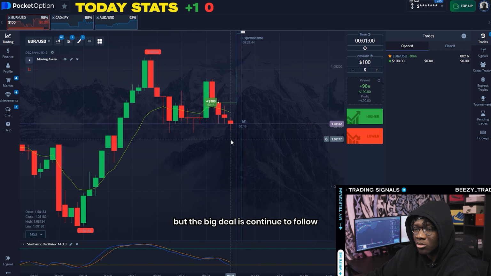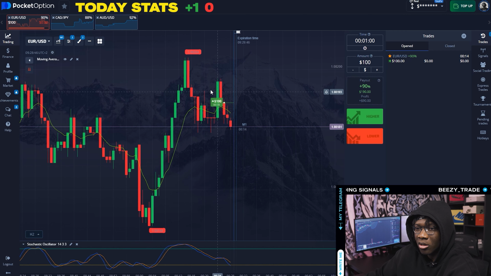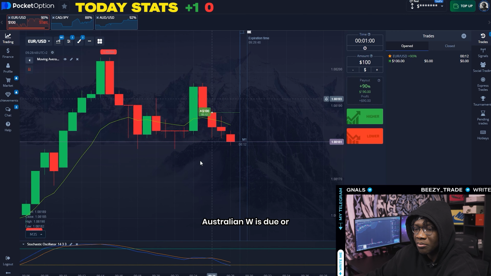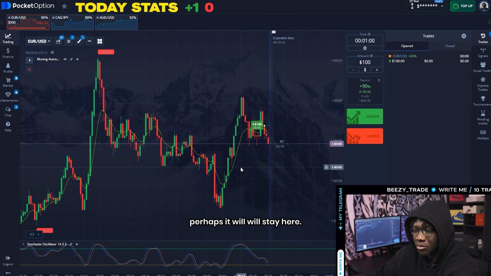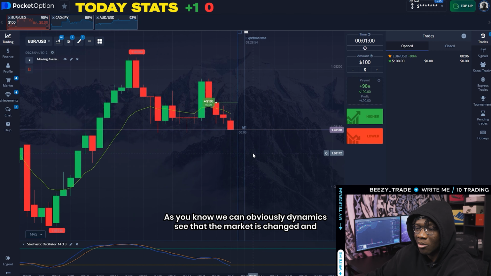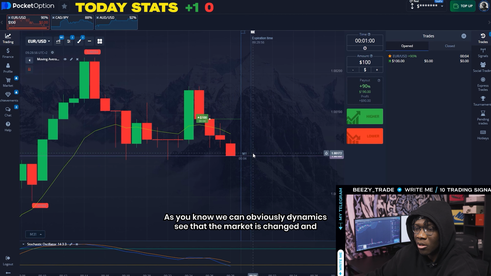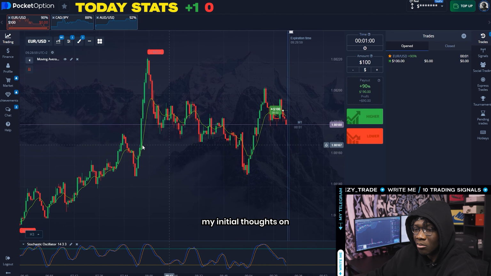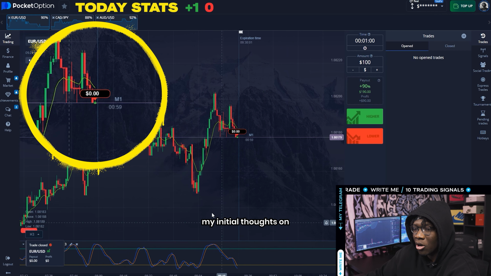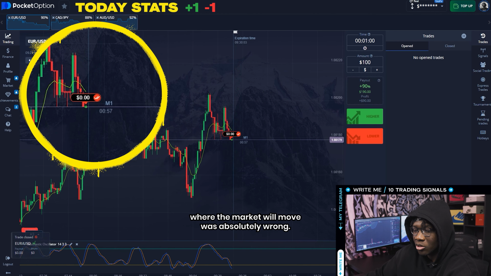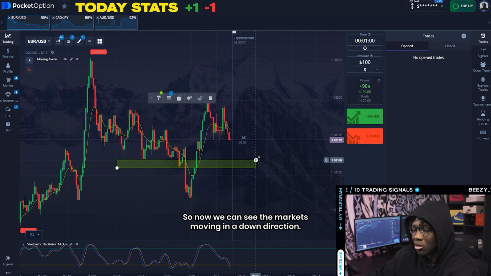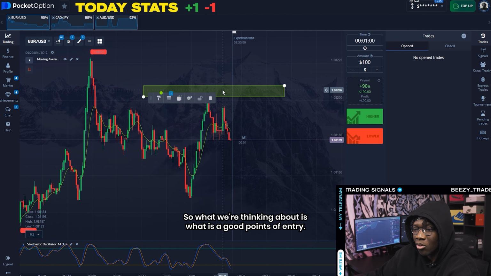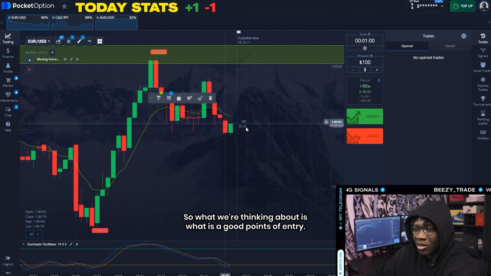But no big deal. Let's continue to follow Australian dollar USD, or perhaps maybe we'll stay here. As you can see now, we can obviously see the dynamics that the market has changed, and my initial thoughts on where the market would move were absolutely wrong. So now we can see the market's moving in a downward direction. So what we're thinking about is, what is a good point for entry?